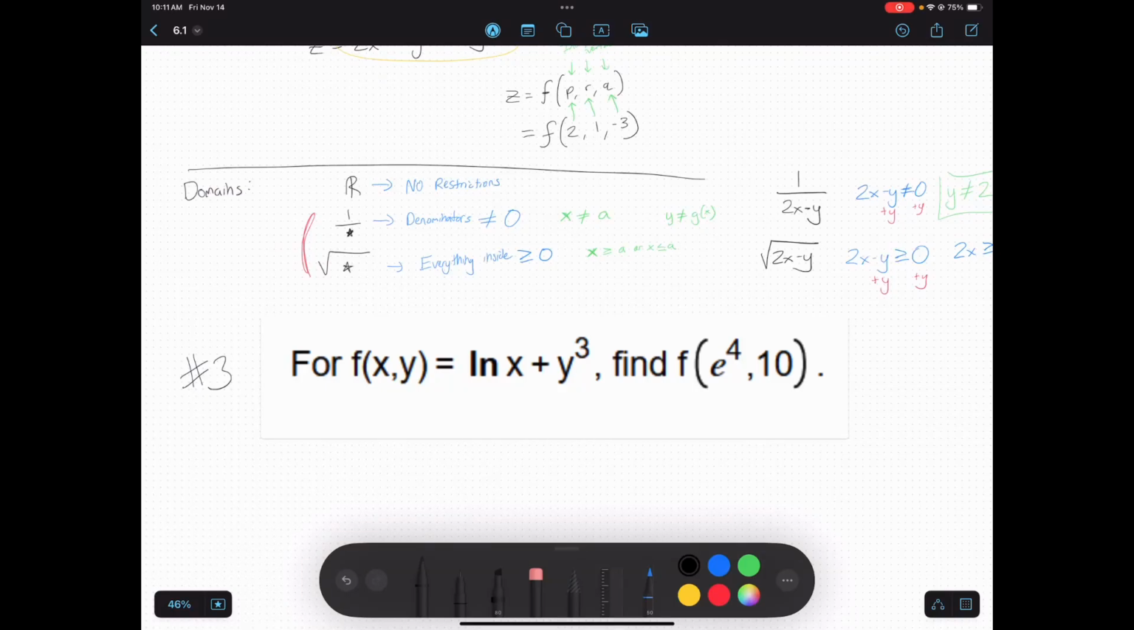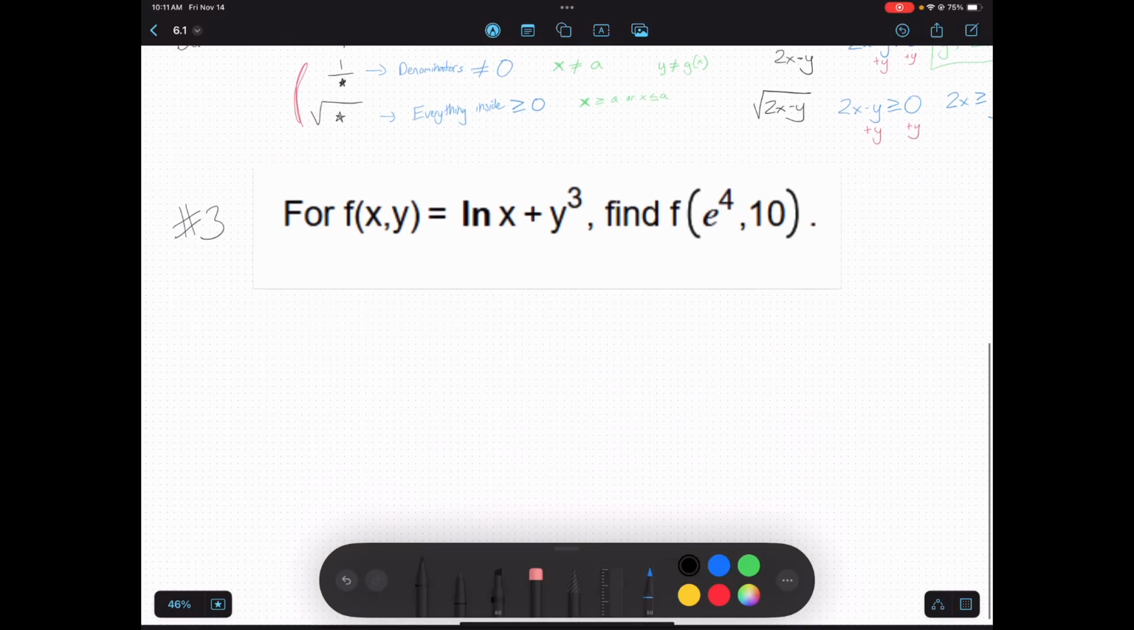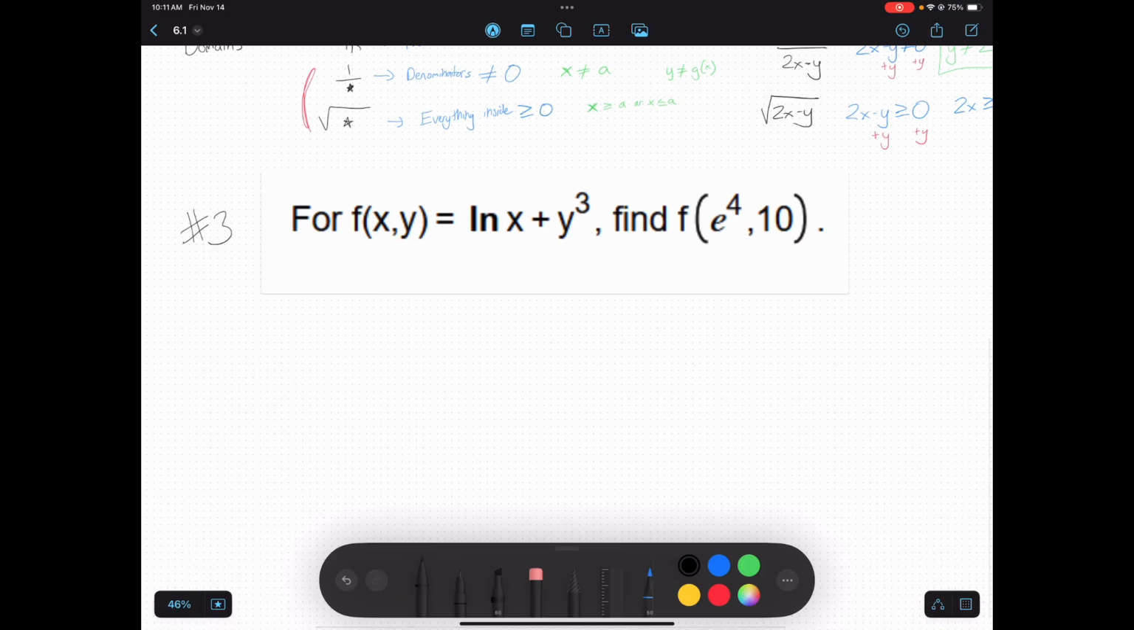Okay, let's look at some problems from your 6.1 homework. We're going to start with number 3. And this one's just a great example of evaluating your multivariable function at a specific value.